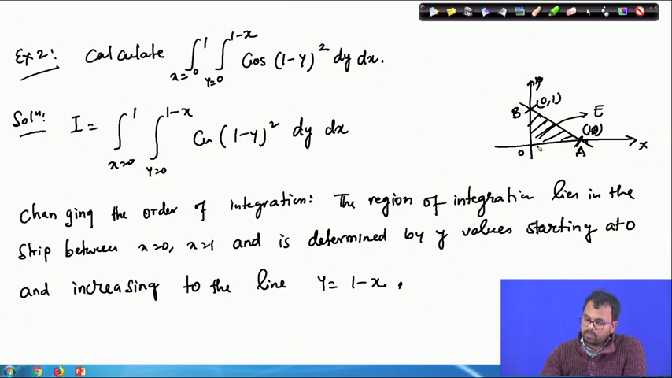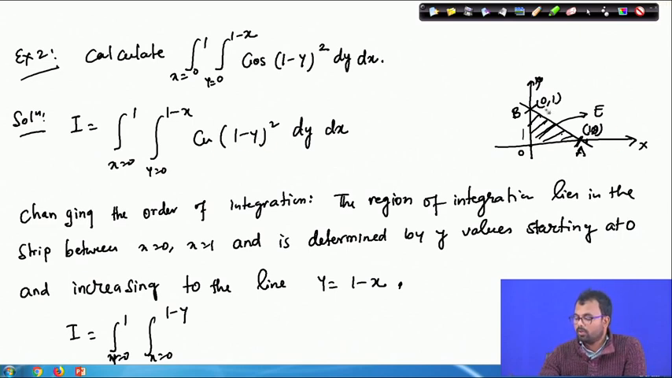Now if instead of integrating with respect to y, we integrate with respect to x first, then in the same region x will vary from 0 to 1 minus y, and y will vary from again 0 to 1. So it's not really changing the limits here. So changing the order of integration, our I will be the integral with y running from 0 to 1 and x running from 0 to 1 minus y, because the integrand remains the same. It's just that we have changed the order.